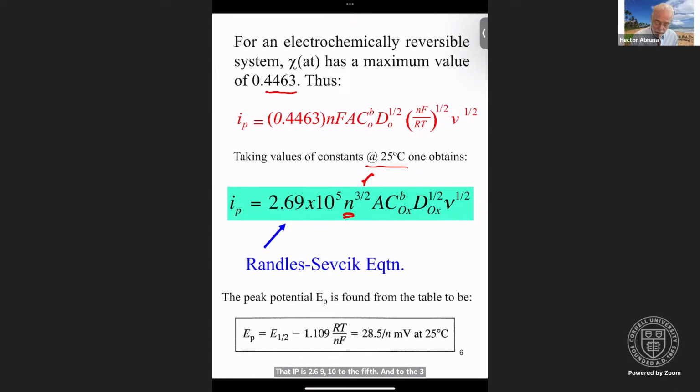Notice that, n to the 3/2, area of the electrode, bulk concentration, square root of the diffusion coefficient, square root of the sweep rate. This is the so-called Randles-Sevcik equation. It is a fundamental equation of cyclic voltammetry. Okay? Notice the dependencies or the scaling. The peak current scales as n to the 3/2, not n. Area of the electrode, bulk concentration, square root of the diffusion coefficient, square root of v, basically in volts per second.